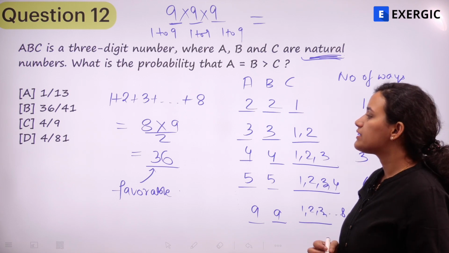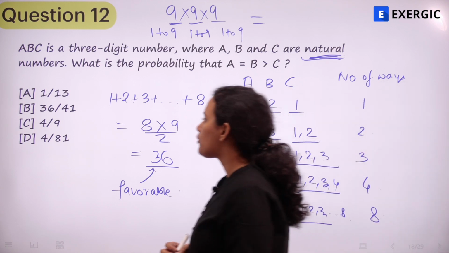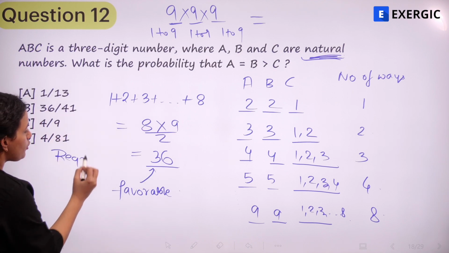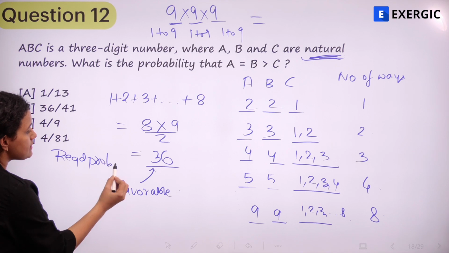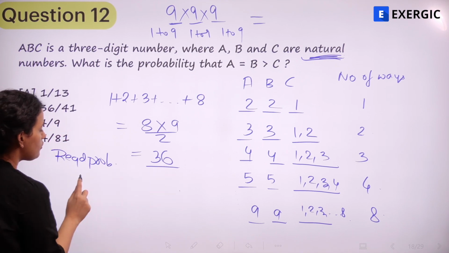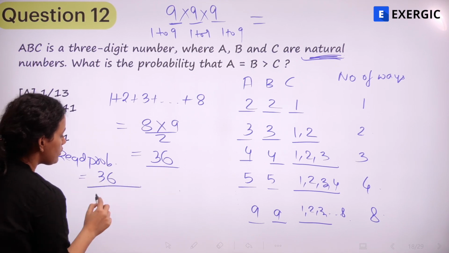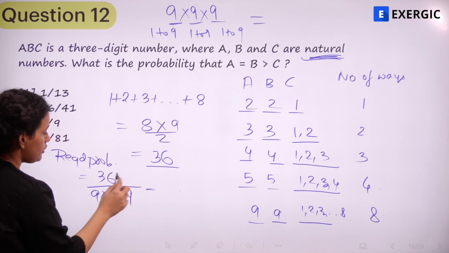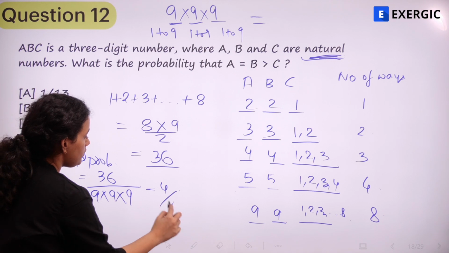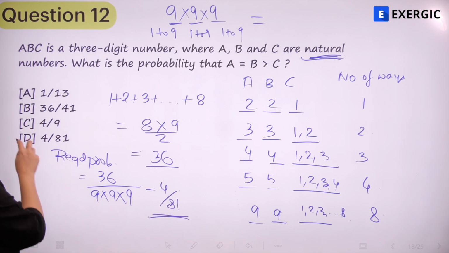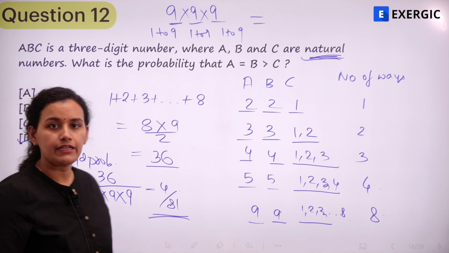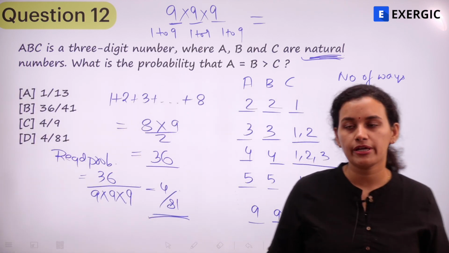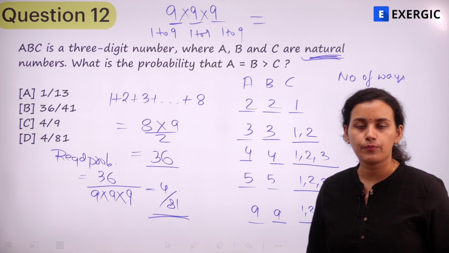So what is the required probability? Required probability is going to be 36, my favorable outcome, divided by my total outcome, 9 into 9 into 9. So this is equal to 4 upon 81. Required probability is 4 upon 81. So that's all there is in this question. A very simple, very easy question. Final answer is 4 upon 81.